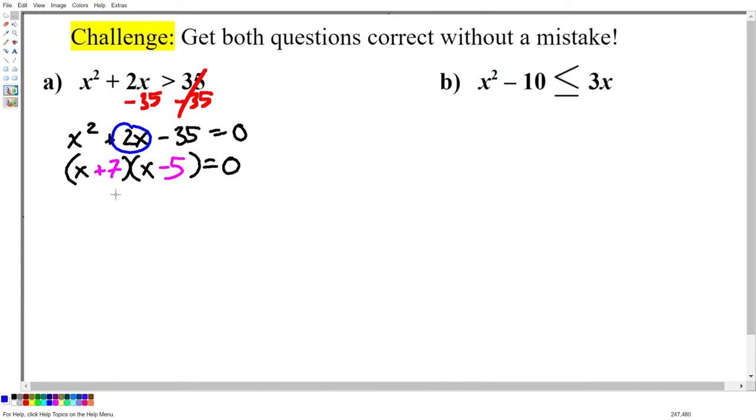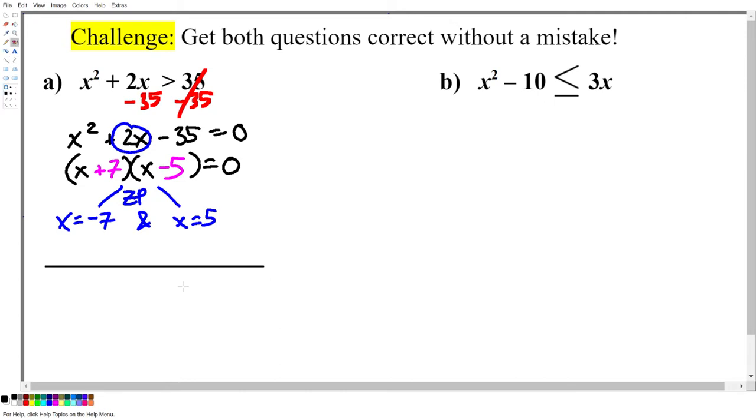Okay, so next step. What is my next step? All right, let's go ahead. Yes, that's correct. So we have to use the zero product property to find out our boundary points. If we switch the signs, we'll get negative 7 as our first boundary point, and our second boundary point would be positive 5. Okay. On the number line now, let's graph those two boundary points. I'll put 0 at the center here. Negative 7 is around there. 5 is around there.